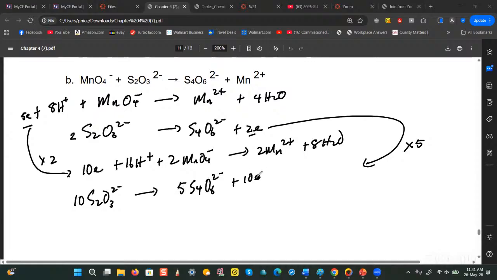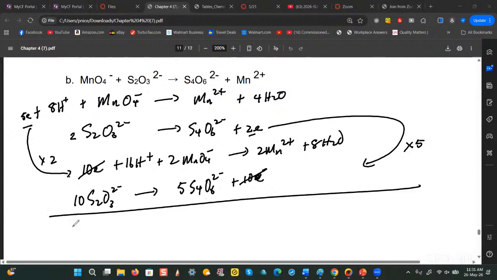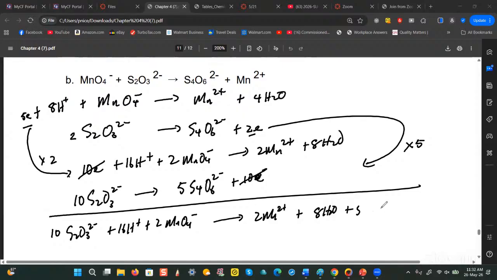So the next step is to add these two. The electrons will cancel out, and there's nothing else to cancel out, so we just write down what's left, which would be 10 S2O3 2 minus plus 16 hydrogen ions plus 2 MnO4 minus, and then on the right side, you're going to have 2 Mn2 plus, 8 H2O, plus 5 S4O6 2 minus. And then we check to make sure that everything is balanced, right?